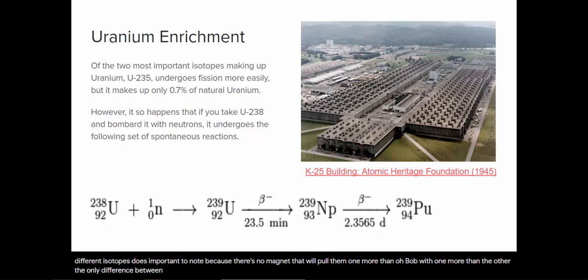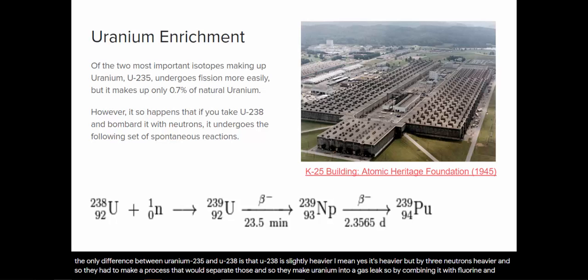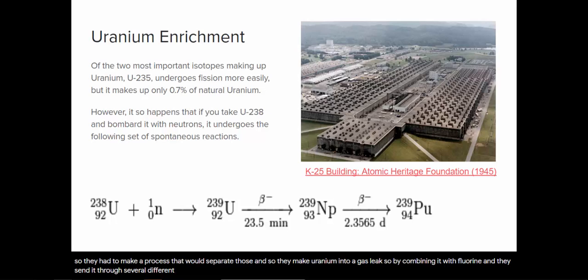The only difference between uranium-235 and U-238 is that U-238 is slightly heavier. I mean, yes, it's heavier, but by just 3 neutrons. And so they had to make a process that would separate this, and so they make uranium into a gas by combining it with fluorine, and they send it through several different stages, generally nowadays through centrifuges. But these centrifuges have to be very, very well made, very well built, because you can't spin them at a low speed.